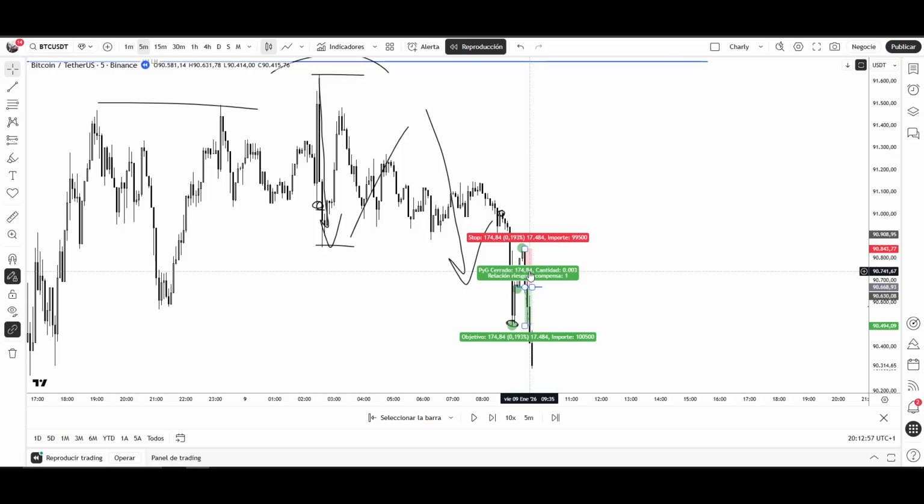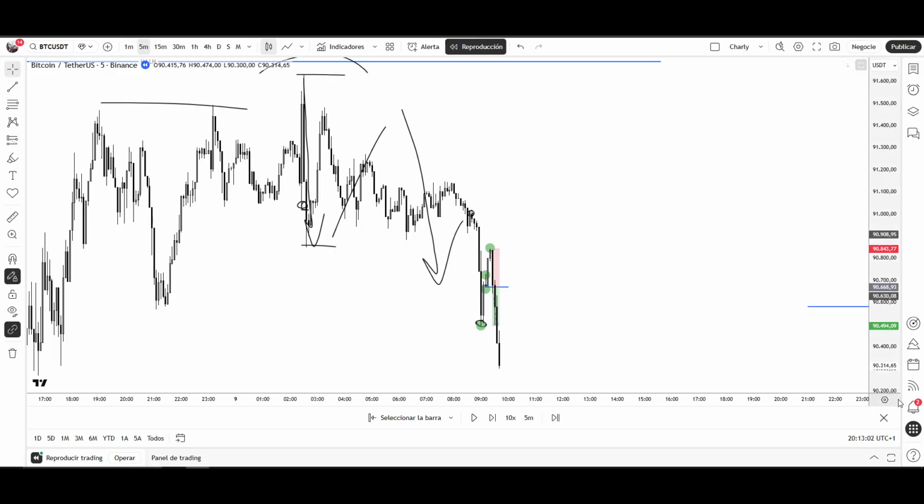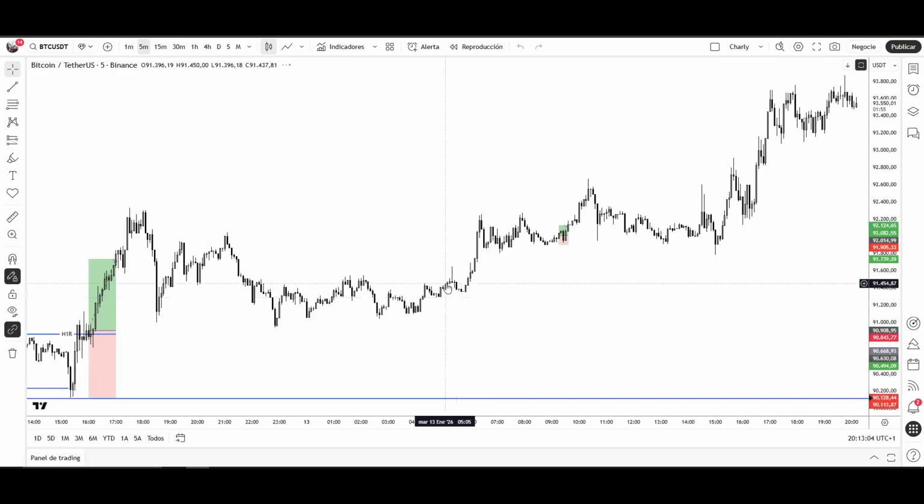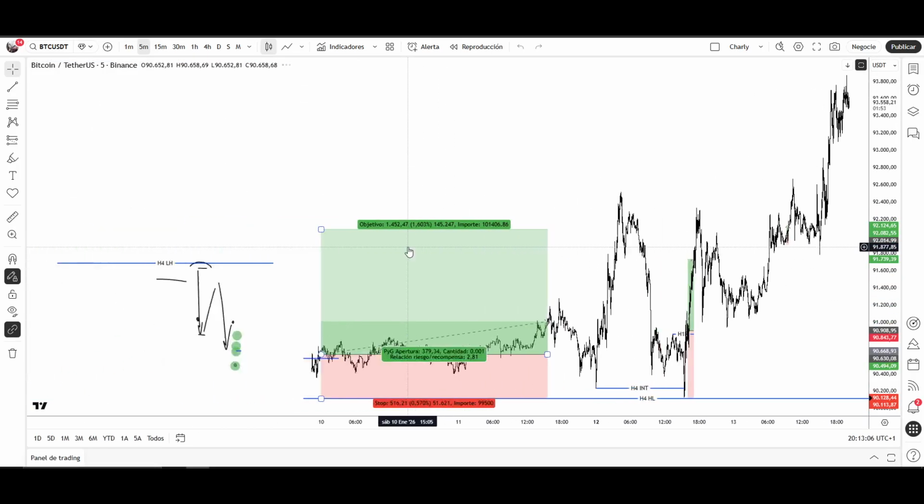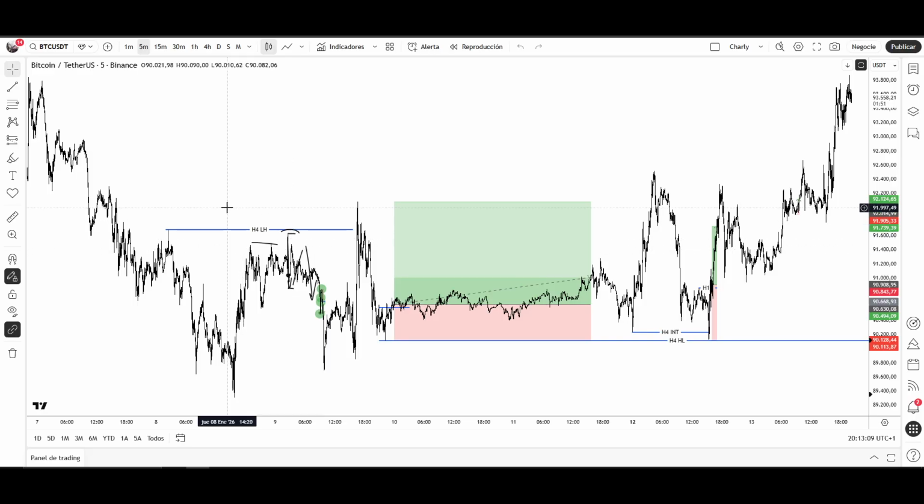Now, for the next setups, it was today. All right, this setup is from last Friday. Today is Tuesday. So yesterday it was a loss. All right.